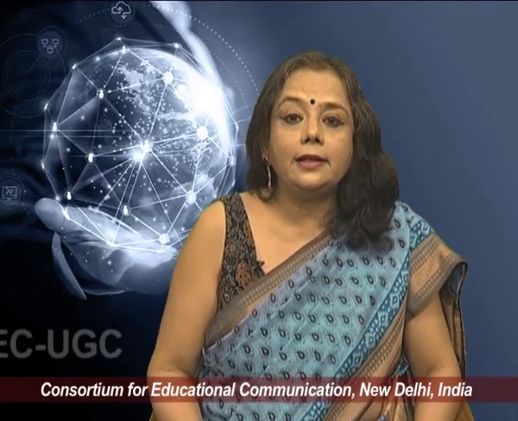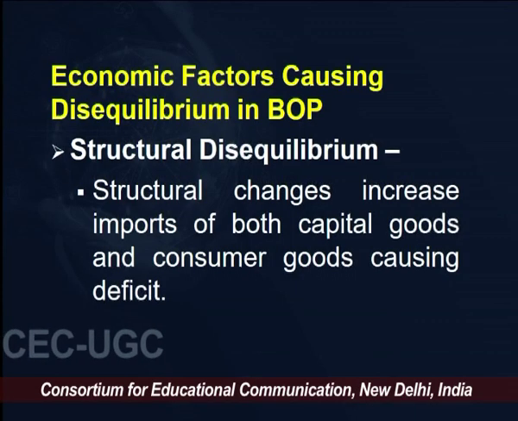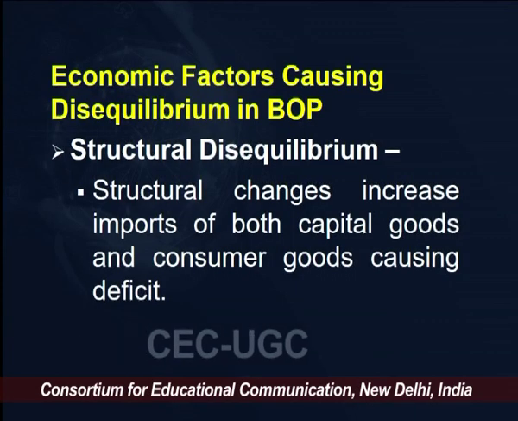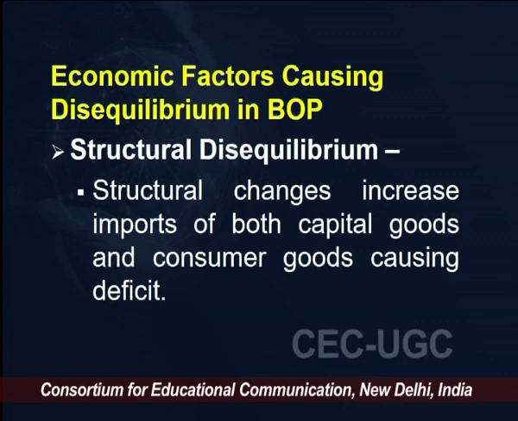Development of alternate sources of supply may happen. Changes in transport routes and costs may also happen. Exhaustion of productive services resources may happen, and then there may be development of better substitutes. All these lead to structural disequilibrium. Structural changes increase import of both capital goods and consumer goods, causing deficit.